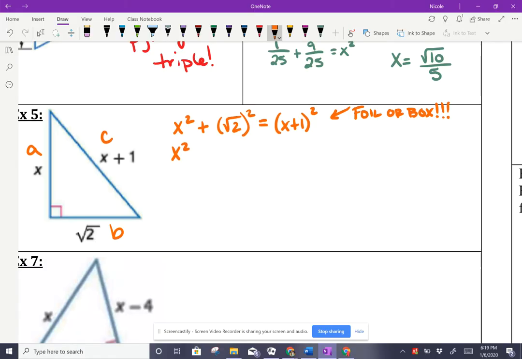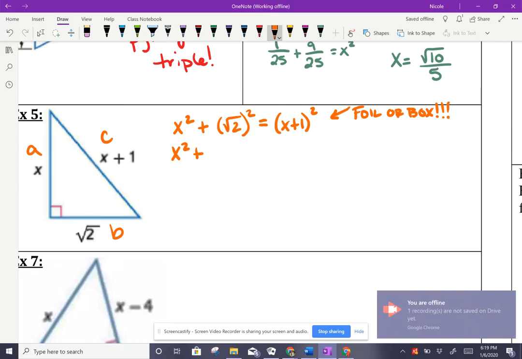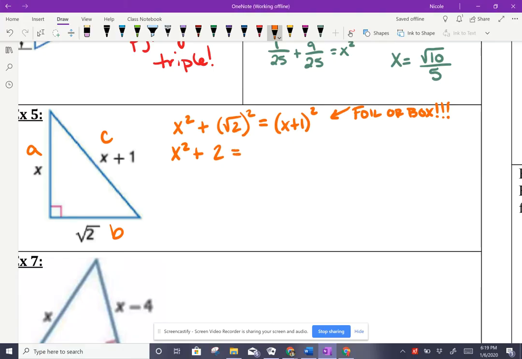I've got x squared plus, when you square a square root, it cancels each other out. Squaring the square root cancels out the square root. So I'm just left with 2. You don't square the 2. It's just 2 equals, and then I'm going to FOIL this out, and I get x squared plus 2x plus 1. If you need a reminder on how to do that, there are some previous videos on that in previous lessons, or just Google a YouTube video. There's plenty out there that talk about FOIL and box method.